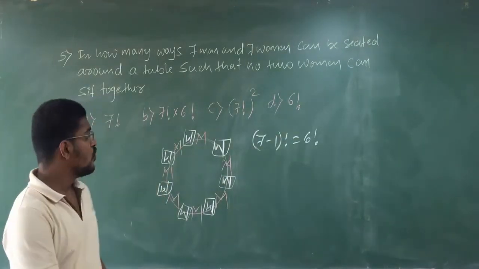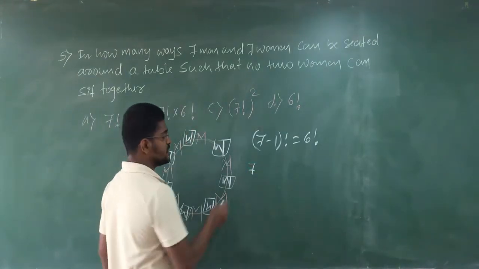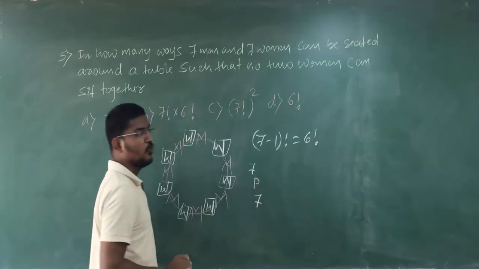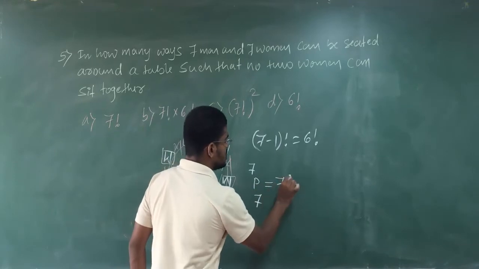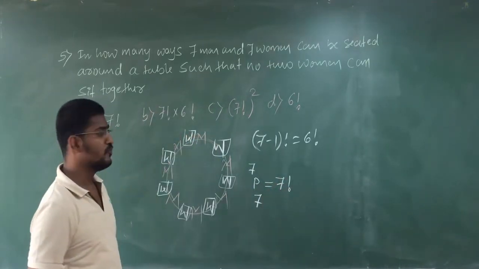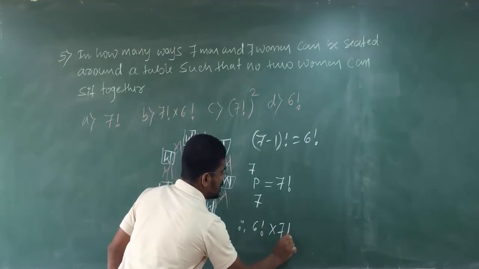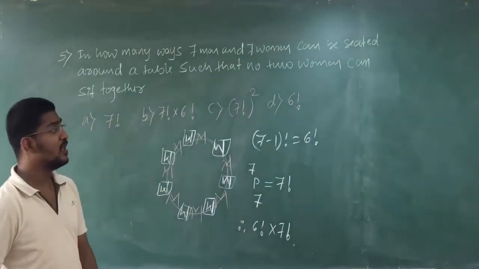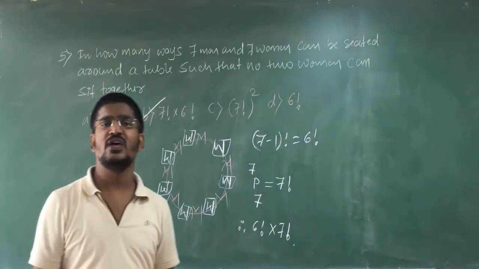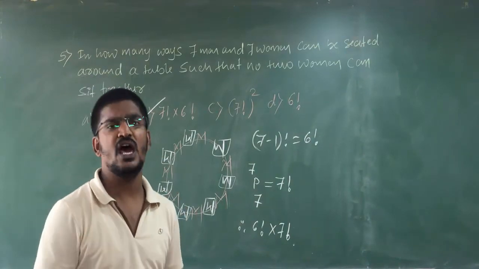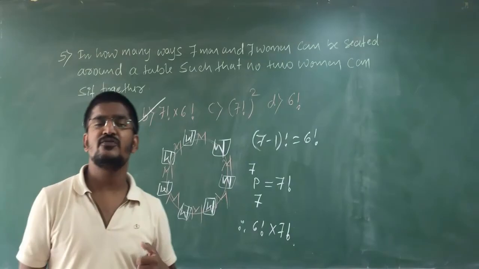So now what shall we do here? There are 7 places, and we have to place 7 women. That means 7P7. So it will be nothing but 7 factorial. Therefore your answer will be 6 factorial into 7 factorial. Clear? So your answer will be 7 factorial multiplied with 6 factorial.